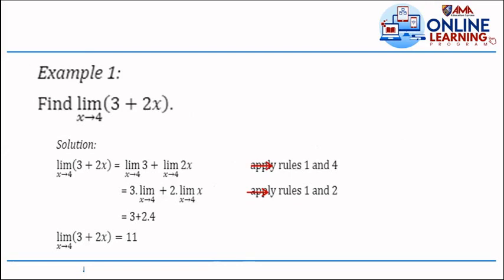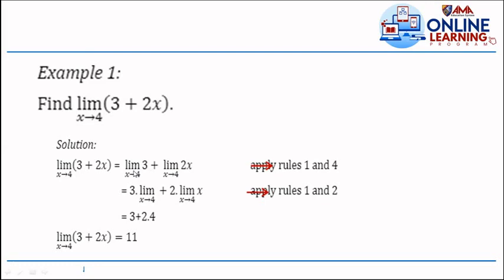So we have example number 1: the limit of the quantity 3 plus 2x as x approaches 4. Okay? So, applying rule 1, 4 and rule 1, 2, we will distribute the limit to each function. So we have the limit of 3 as x approaches 4, plus the limit of 2x as x approaches 4. Okay? The 3, no problem, because it is a constant.